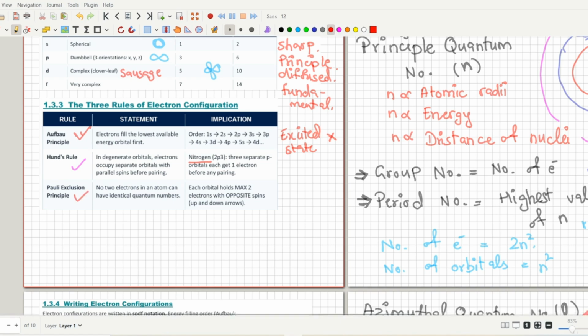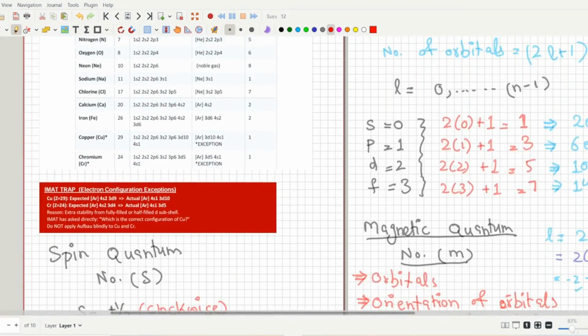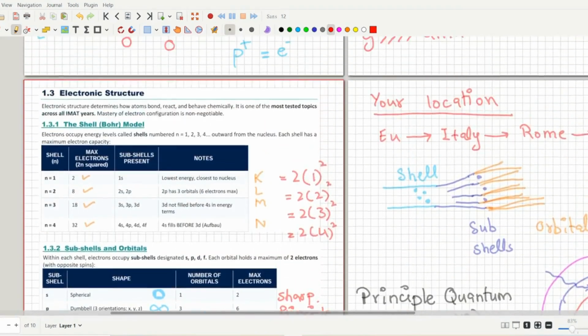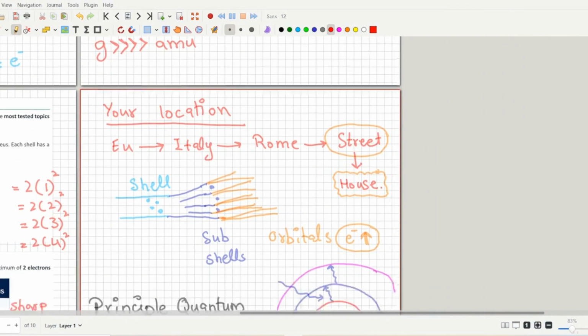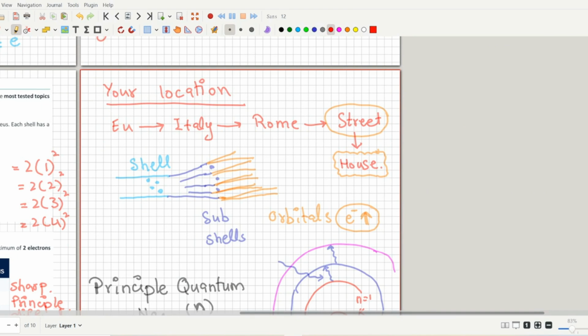The last is Pauli's exclusion principle. It tells you that only 3 quantum numbers can be identical. What does that mean? Let's compare it to an example. You cleared IMAT and now you are in Italy, and your friend also cleared IMAT and is in Italy. Both of you are in Europe, both of you are in Italy, and both of you might get into Rome.